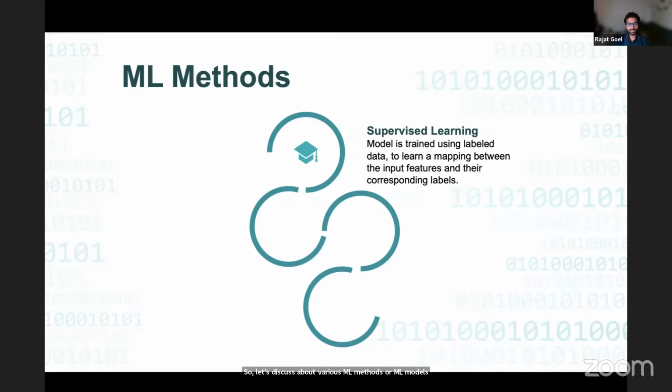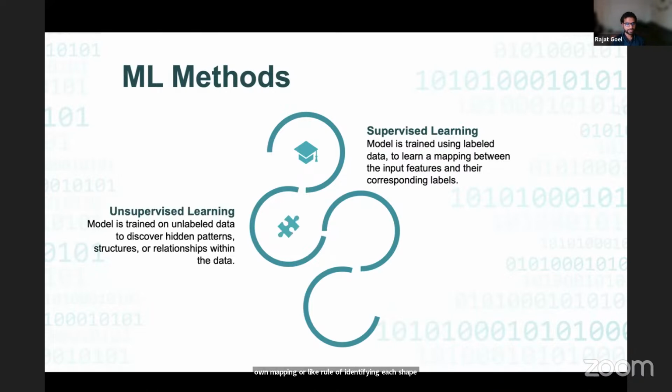The first one is supervised learning. In supervised learning, we train our model on lots and lots of labeled data, with a similar example of identifying shapes, where for each shape, we have told it that this shape is a triangle, this shape is a square, and we learn a mapping between the input features and their corresponding labels. So basically creating our own mapping or rule of identifying each shape.